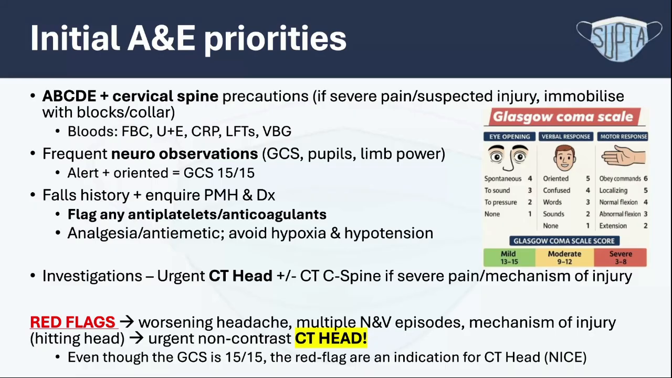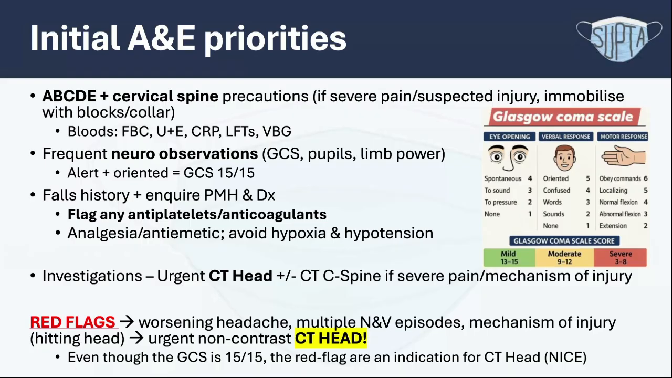That means documenting the GCS, pupils, limb power, and then repeating these regularly, because in head injury, the trend over time is extremely important. It's important to track the patient over time. So at this point, he's alert and oriented. So that corresponds to a GCS of 15 out of 15, but that does not really rule out deterioration.